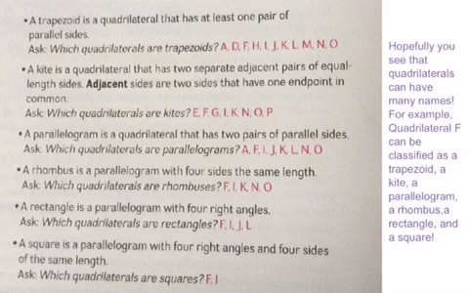And here are the answers that we see. Hopefully you saw that many of the quadrilaterals can have many names. For example, quadrilateral F, you can see showing up here, and here, and here, and here, and here, and here, because we could call F a trapezoid, a kite, a parallelogram, a rhombus, a rectangle, and a square based on the definitions. So make sure that's what you get as well, and that you understand that.